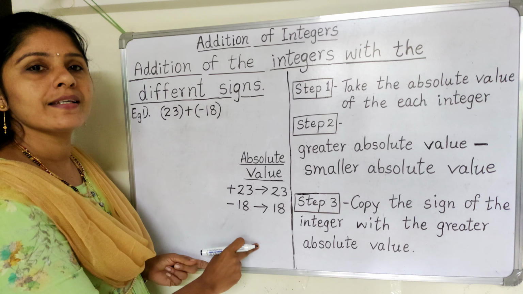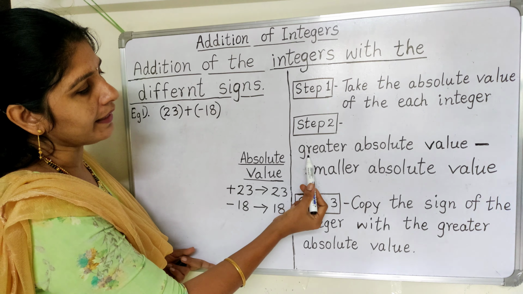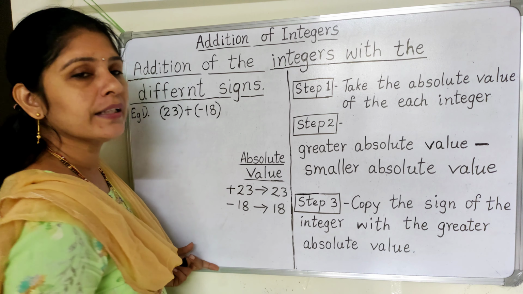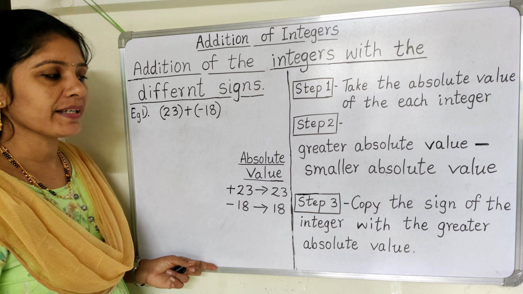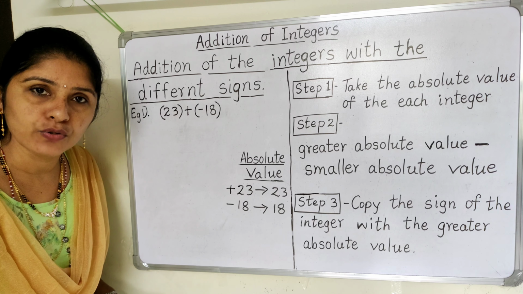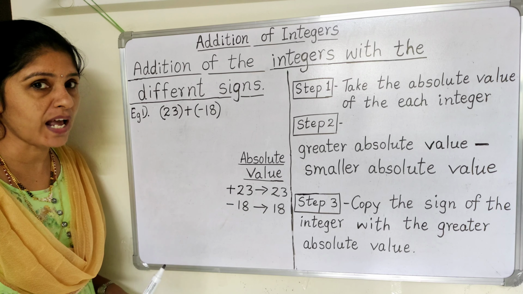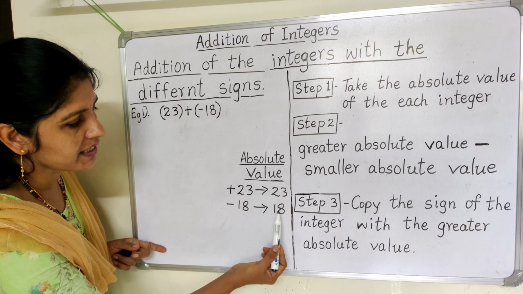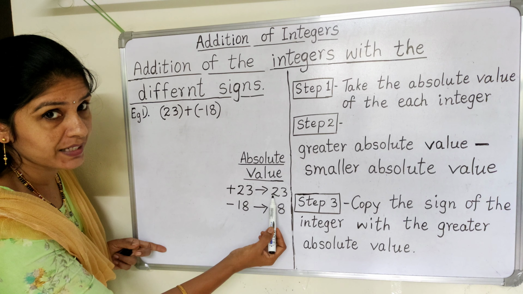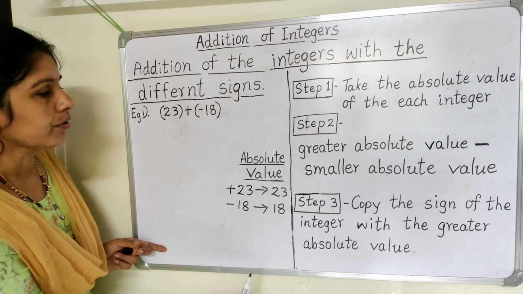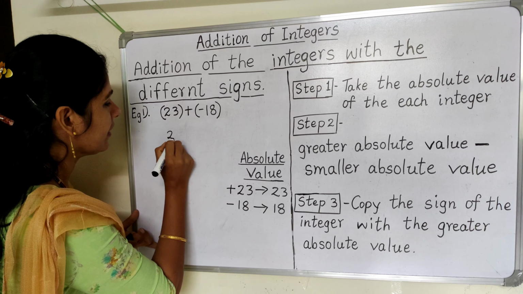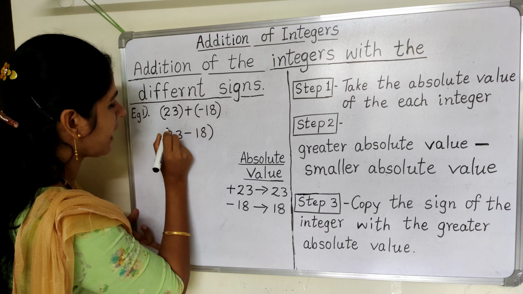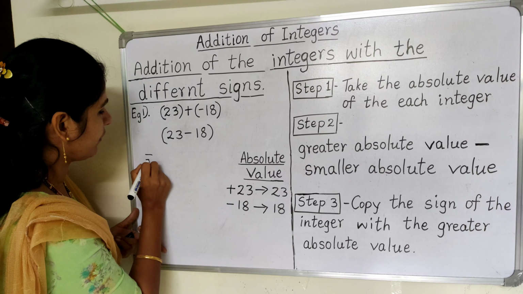Now follow the second step. Greater absolute value minus smaller absolute value. It means we have to subtract the smaller absolute value from the greater absolute value. Here the smaller absolute value is 18 and the greater absolute value is 23. So 23 minus 18, put it in the bracket, is equal to 5.